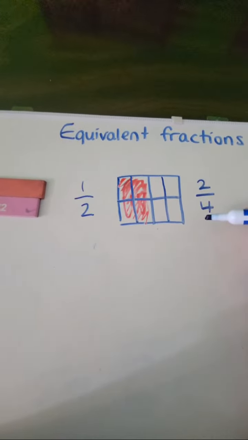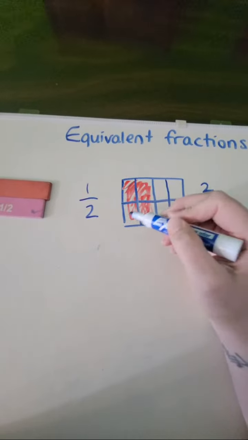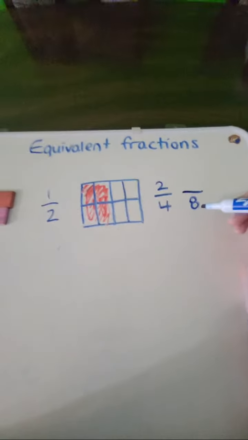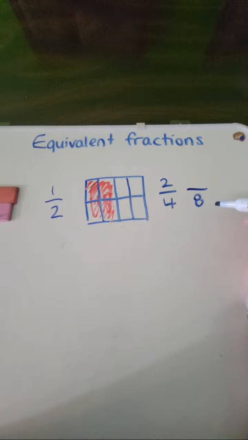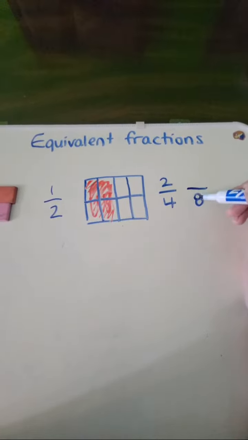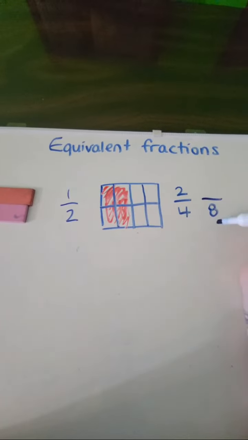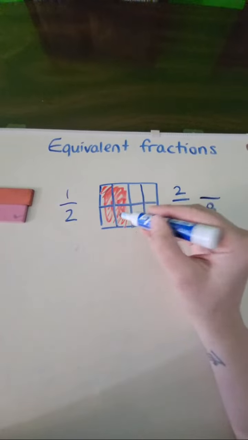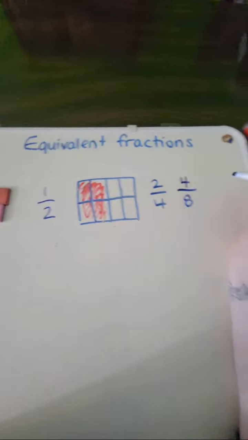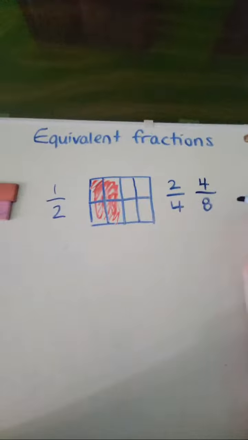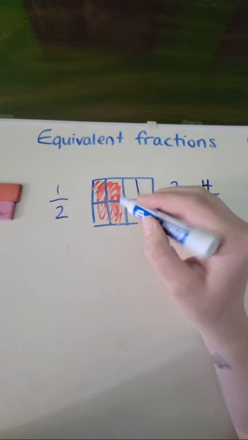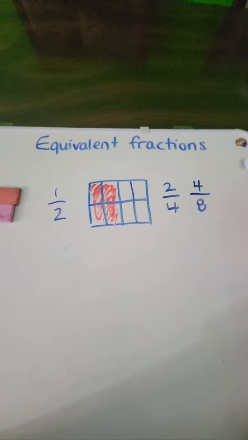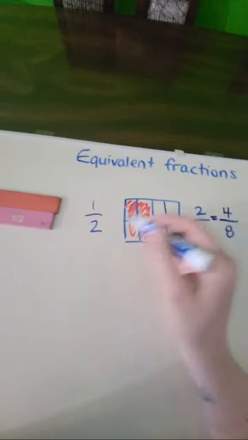So now we have 1, 2, 3, 4, 5, 6, 7, 8 pieces. Notice, of course, that along with the other videos, I'm putting the 8 at the bottom because that's the denominator. That's how many pieces are in the whole. And then there are 1, 2, 3, 4 colored in. There we go. Now, of course, you probably didn't even have to count that 4, right? Because you know that half of 8 is 4. Okay, let's keep going. So this is all equal.